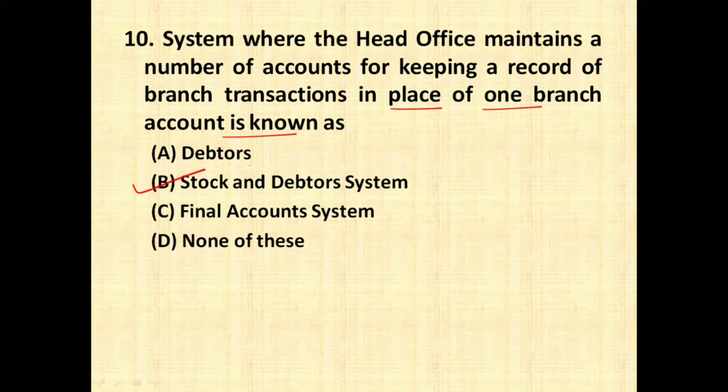In case of debtors system or debtors method, a separate branch account will be opened for each branch. Usually it is used for small sized branches, and in case of final account system, you prepare the trading and profit and loss account to find out the profit or loss, just like a personal account for the particular branch.